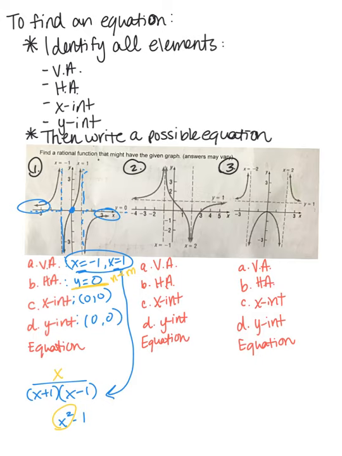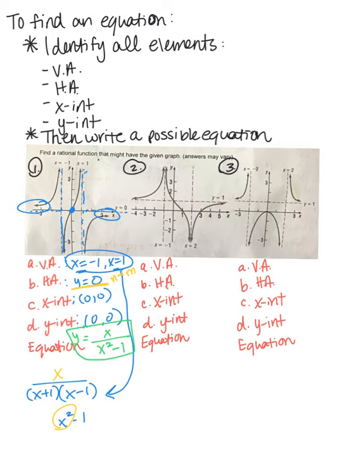So let's see if now we can write our equation. My equation is going to look like x in the numerator over that x squared minus 1. That is one possible equation. All right, let's look at our next example.